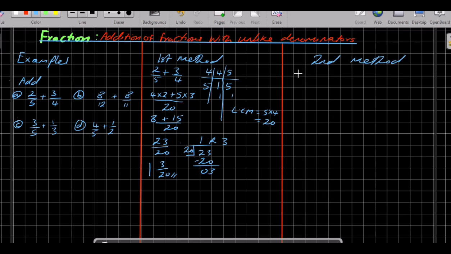For the butterfly method, we're still given 2 over 5 plus 3 over 4. Now, what do you need to do for the butterfly method? The first thing you need to do is to multiply the denominators given to you, that is 5 times 4, and that's going to give me 20. That's the denominator. Now, the next thing I need to do is to multiply diagonally. That is, we multiply 2 by 4, and we multiply 3 by 5.